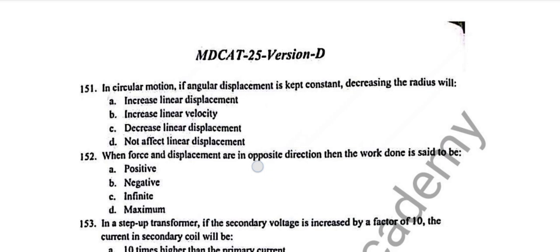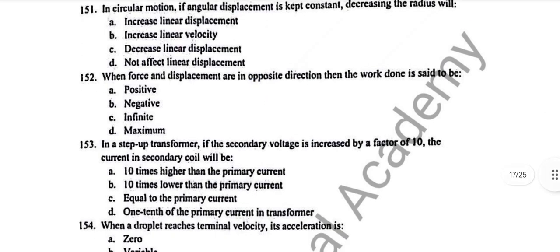Question number 153. In a step-up transformer, if the secondary voltage is increased by a factor of 10, the current in the secondary coil will be D, 1/10 of the primary current in the transformer.